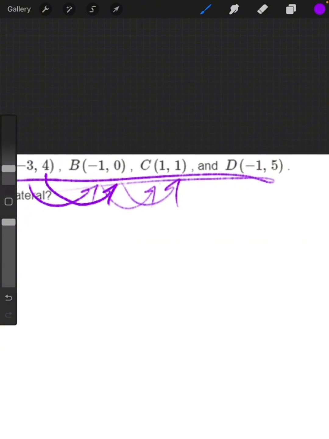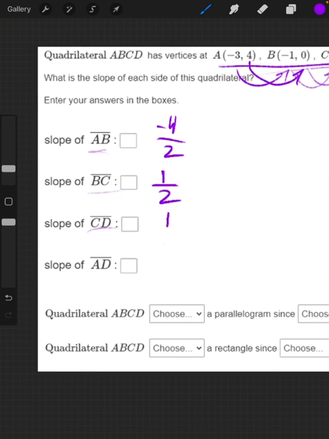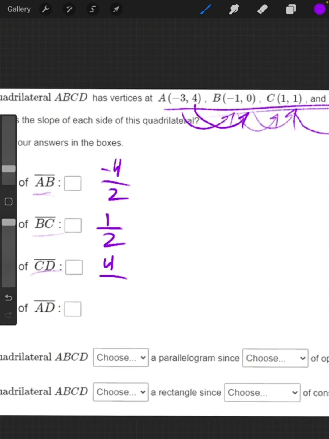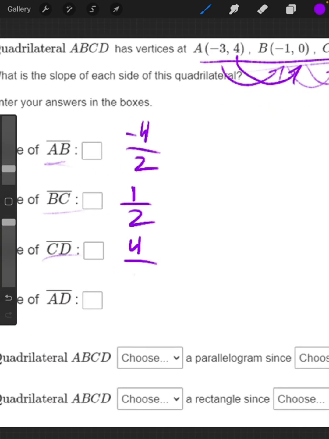So it went from +1, wrong one. For y's, it went from +1 to 5, which means that it went up 4. So +4. And then for x, it went from +1 to -1, which means it went down 2.